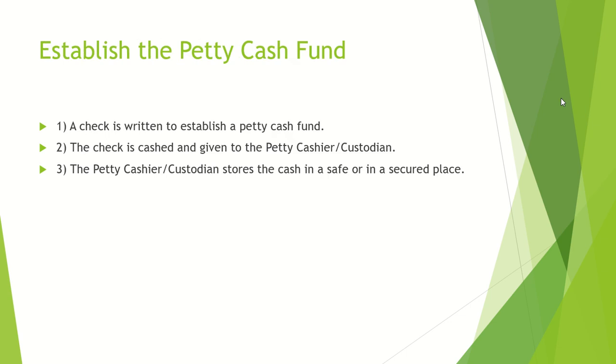So first step, when it comes to establishing the petty cash fund, first you're going to write out a check to establish a petty cash fund. That's when the company actually has the check in hand and they're making it out to the petty cash fund, so it's paid to the order of petty cash. And that's the company establishing the petty cash fund. You can say that the check is written for $100. So when you write that check, you essentially are establishing the petty cash fund.